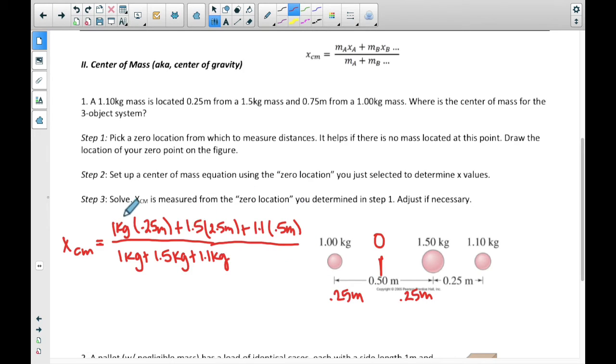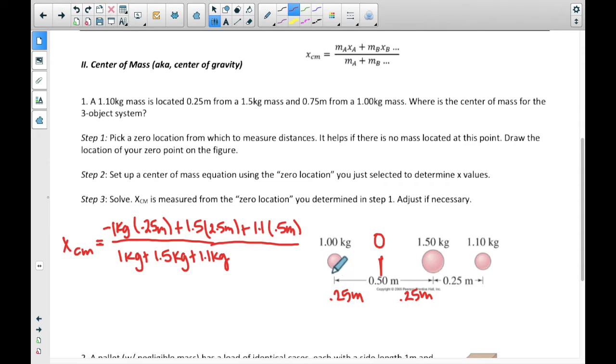So in my numerator, I'm just starting at the left. The first one is 1 kilogram. It is 0.25 meters away from the 0 location. I have a 1.5 kilogram mass. It is 0.25 meters away from the 0 location. And I have 1.1 kilograms, which is 0.5 meters away from the 0 location. And by 0.5, I'm adding this 0.25 and this 0.25. Now another thing to notice is like a number line. If this is a 0 on my number line, this 1 kilogram is actually a -1, right?